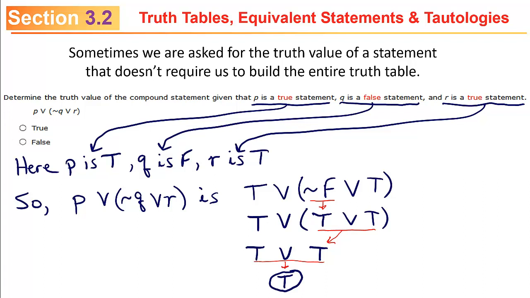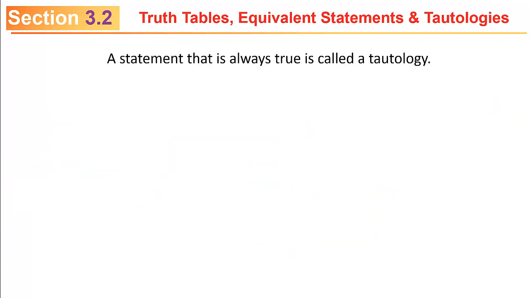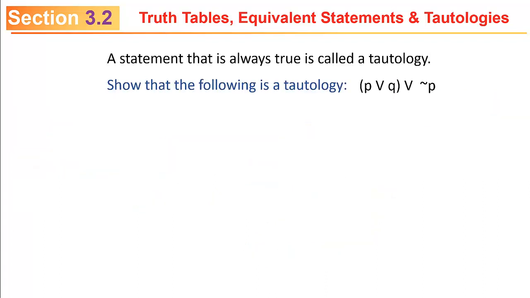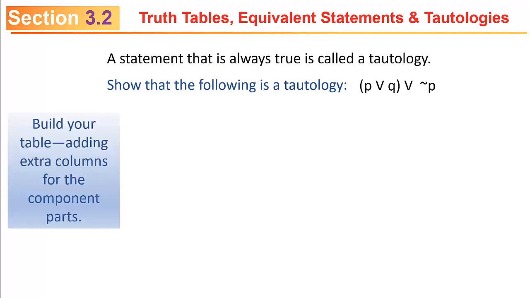And notice you didn't have to produce the entire truth table if you already know the values of each individual statement. By the way, there's a name for a statement that's always true. It's called a tautology. And here's an example to work through. You're going to see that this statement is actually a tautology. It's always true. Let's just do it with a truth table.